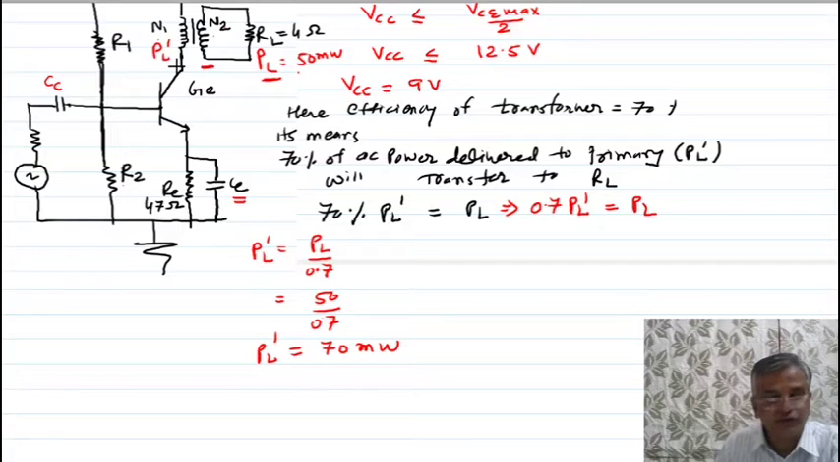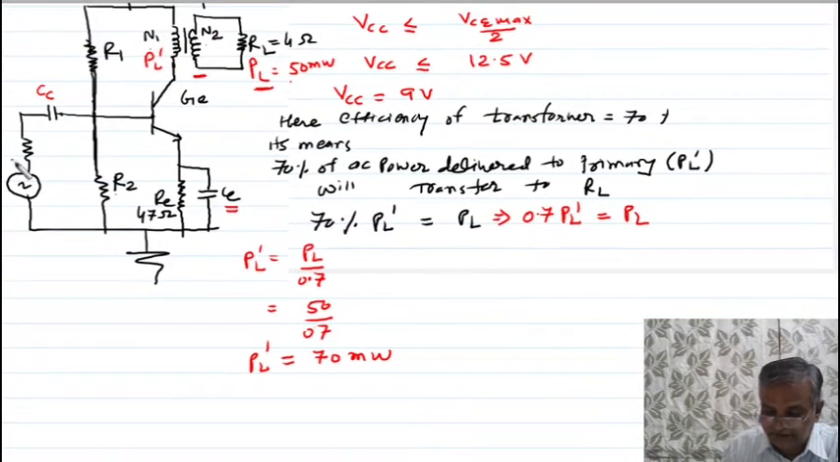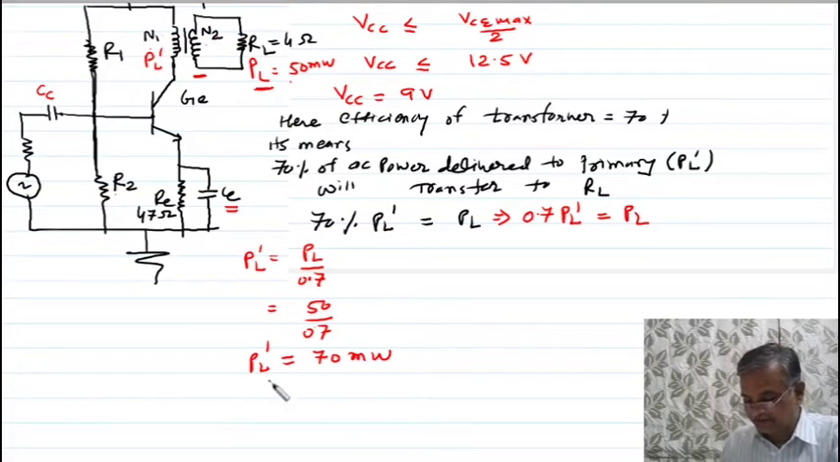If you get 70 milliwatt at this point, then 70% of 70 milliwatt will be transferred here. So how much will you get? 50. If you get 70 milliwatt power here, then from this power 70% is transferred. That is called the efficiency of a transformer. So you will get PL dash as 70.